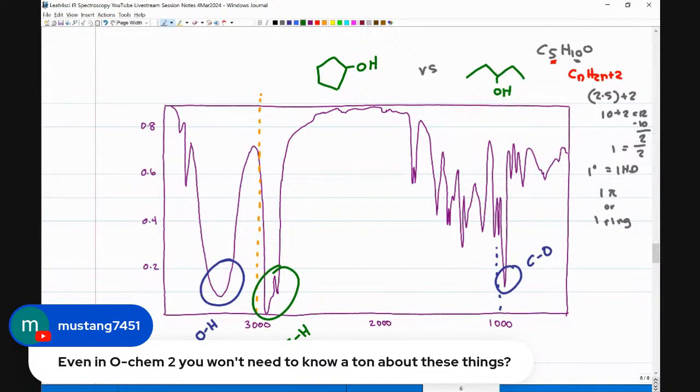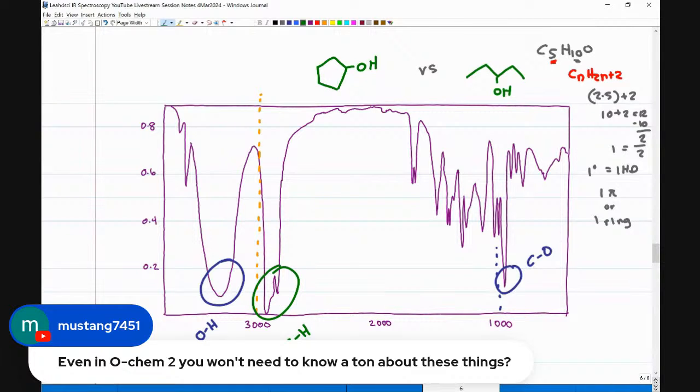Or if you weren't given a formula, maybe this one was given with a pi bond. And now you can say, okay, so they both have an alcohol. I see that here. They both have sp3 carbon holding hydrogen. I see that here. But this one has sp2 carbon holding hydrogen. I don't know if I see that here because it's such a mess with the alcohol. I can't tell. But then I look on over at the 1500 range, and I don't see anything coming down, telling me that I have that pi bond there. It's probably this one. That's how the questions would be presented.